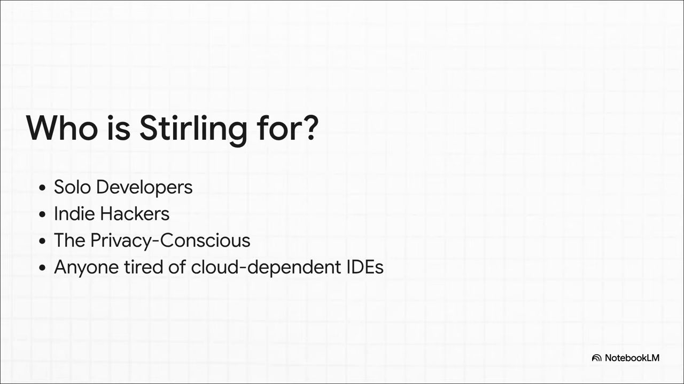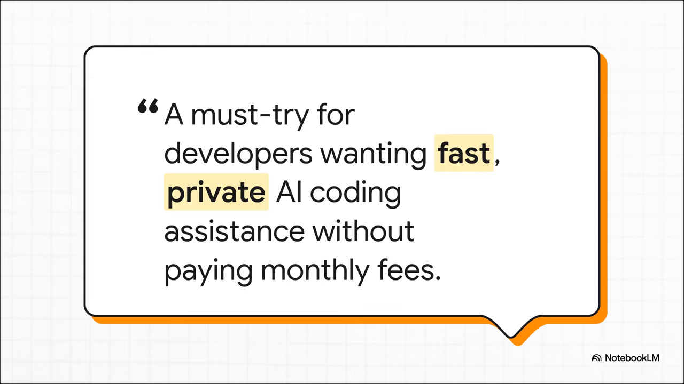So who is this really for? Who's going to get the most out of Stirling right now? Well, if you're a solo dev or an indie hacker, this is a no-brainer. If you're someone who is genuinely serious about keeping your code private, absolutely. And honestly, it's for anyone who's just sick and tired of their core tools being tied to the cloud. I think this quote just nails it perfectly. It's a must-try for developers who want fast, private, powerful AI coding assistance without paying monthly fees. I mean, that really says it all, doesn't it?